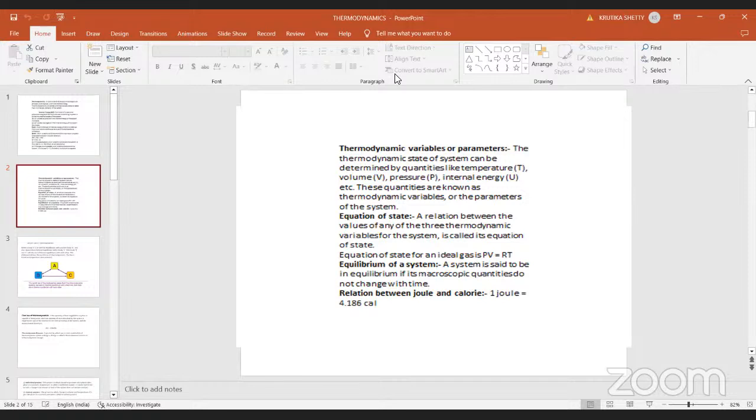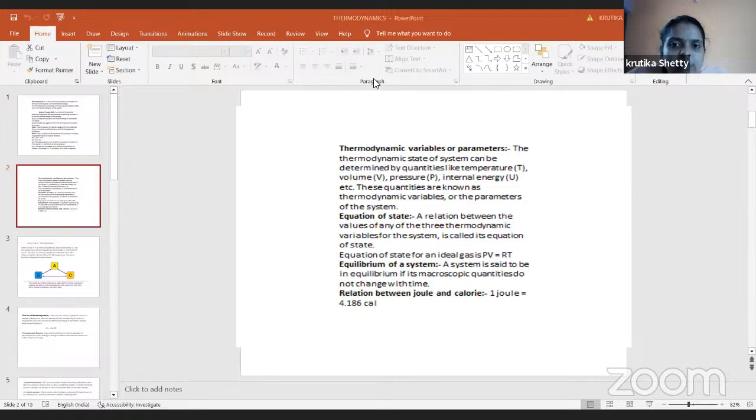The relation that you are getting is called the equation of state. Then next we have equilibrium of a system. A system is said to be in equilibrium if its macroscopic quantities do not change with time. So what do we mean by equilibrium state?